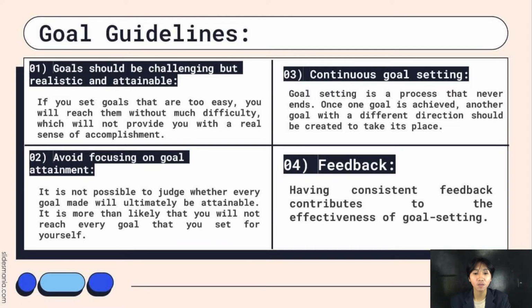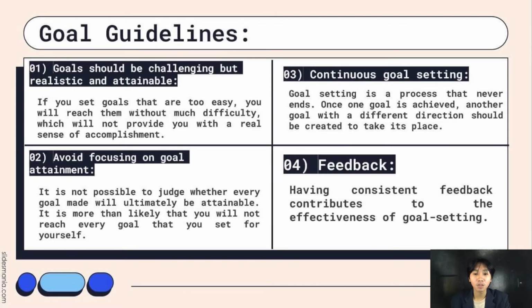Second, avoid focusing on goal attainment. It is not possible to judge whether every goal made will ultimately be attainable. It is more likely that you will not reach every goal that you set for yourself. When it comes to accomplishing your goal, you need to be prepared for disappointment since not all of the objectives we set in our lives can be achieved. Therefore, when we encounter such circumstances, instead of focusing on the goal that we didn't achieve, we move to the next one that we have set.